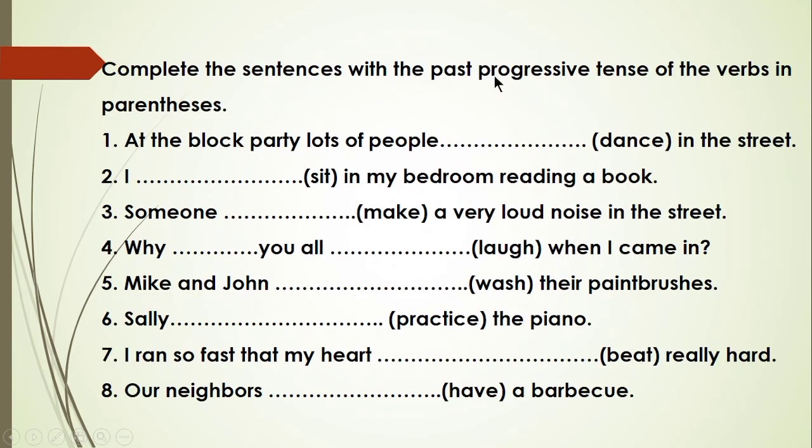Complete the sentences with the past progressive tense of the verbs in the parentheses. At the block party, lots of people were dancing in the street. So people, it's plural, we have to put were, and dance is changed into ing form, dancing. I is followed by was, I was, and sit is changed into ing form, I was sitting in my bedroom reading a book. In the same manner, complete the rest of the blanks yourselves so that you practice this tense.